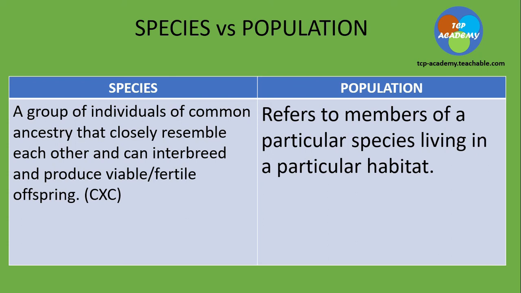Then there is population. When we talk about population, it is closely related to species. And why? Because a population is made up of only one type of species, one type of organism. So it refers to members of a particular species living in a particular habitat. So it must be one type of organism.